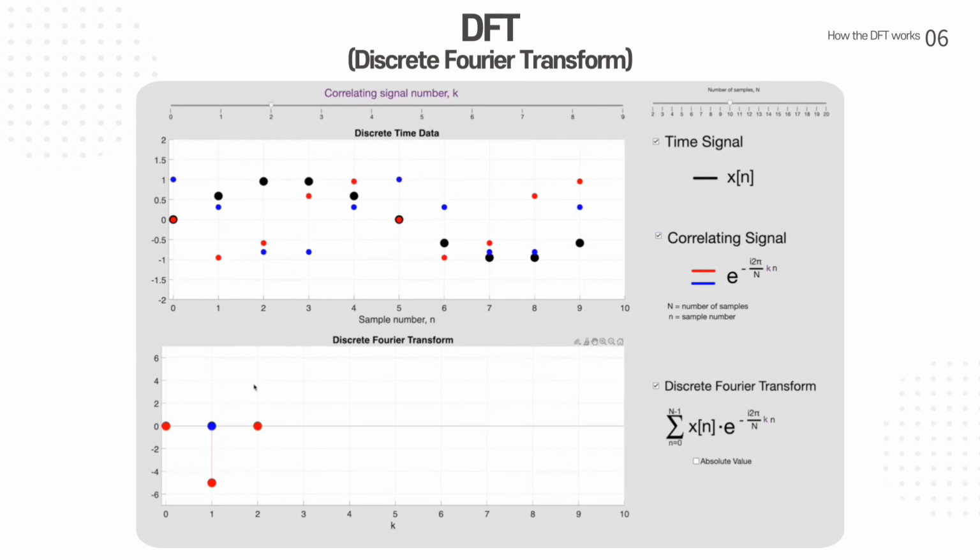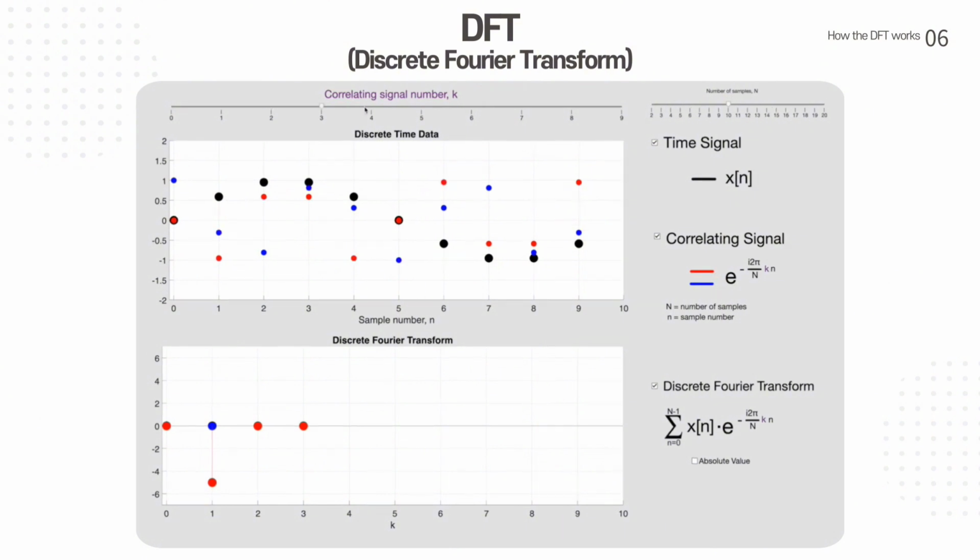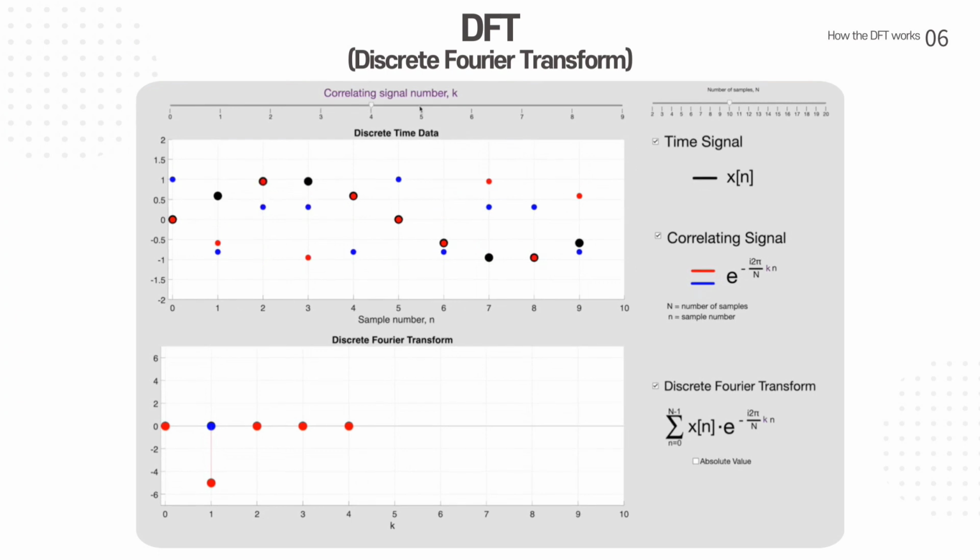And if we move to k equals 2, the correlation drops again. And this is all the DFT is doing. It's going through different frequencies, where k goes from 0 to n-1, and calculates the correlation between it and the time signal.